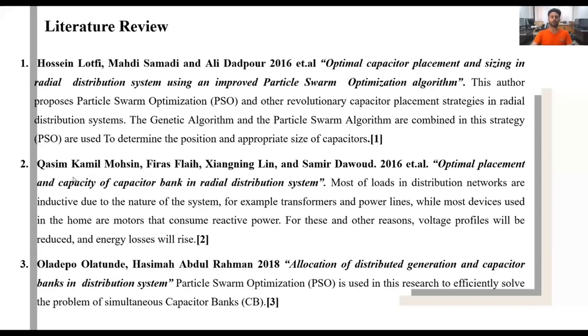Moreover, the other author, Qasim Kumail Masan, said most loads in distribution networks are inductive due to the nature of the system, for example transformers and power lines, while most devices used in homes, such as motors, are inductive in nature, which consumes reactive power. For these and other reasons, the voltage profile will be reduced and energy losses will increase. Professor Hashim Abdul Rahman's paper is titled Allocation of Distributed Generation and Capacitor Banks in Distribution System. Basically, particle swarm optimization is used in this research to efficiently solve the problem of simultaneous placement of capacitor banks.